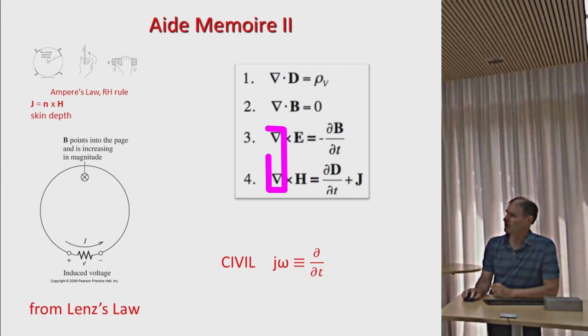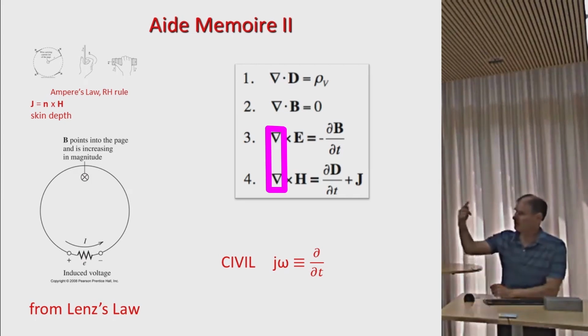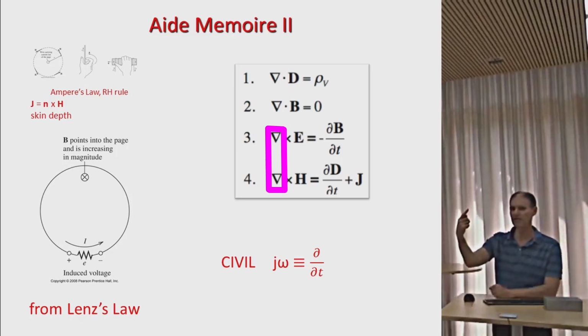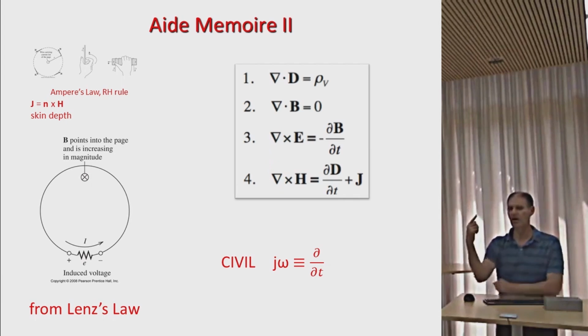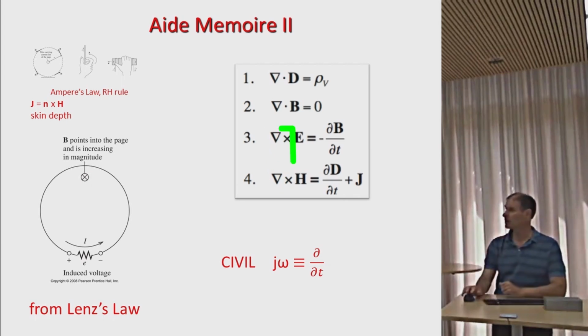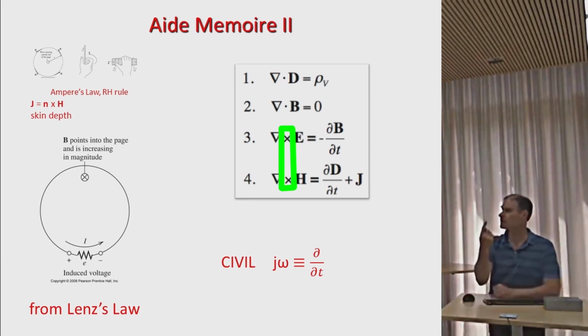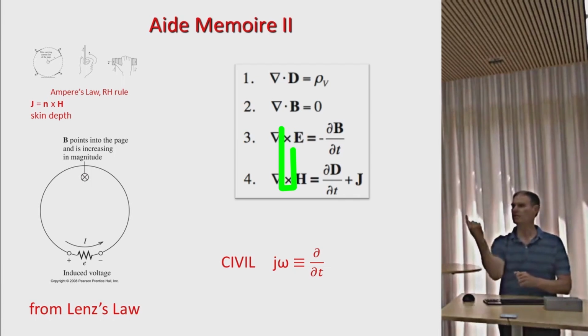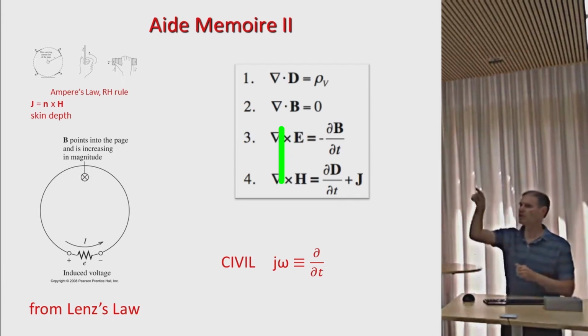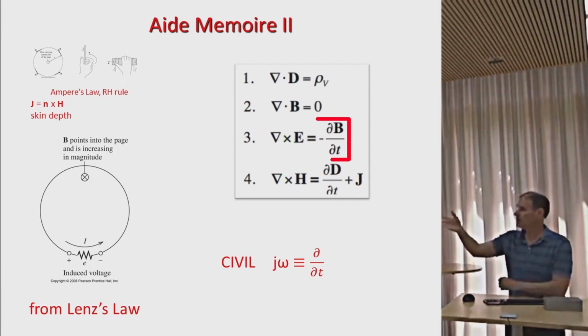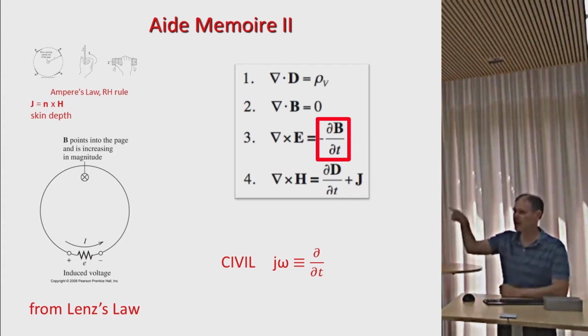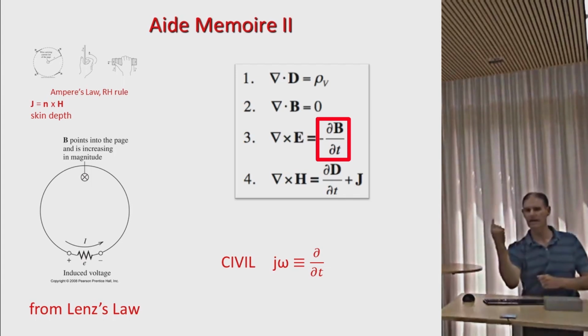This little curl, or in German rot, the curl tells me something happening in a certain orientation, in this case circulating electric field, is as a consequence of something happening at right angles. That cross indicates right angles, and this curl or rot indicates rotation. Something rotating in a certain orientation causes another response. In this case, the rate of change of magnetic field causes electric field.